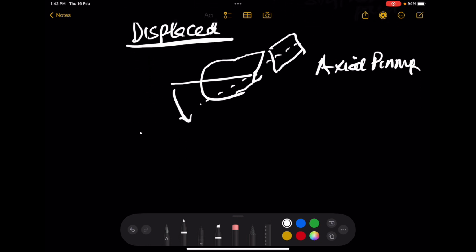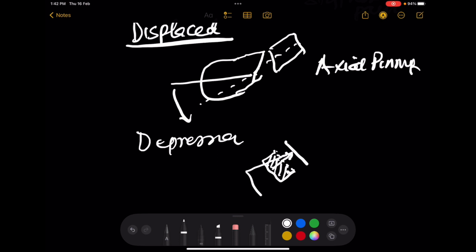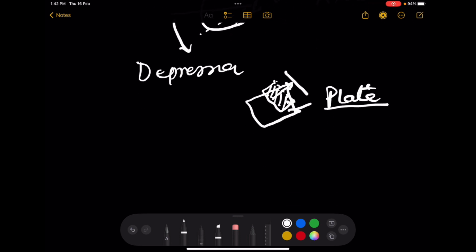The depression is that you approach below the, supposing this is depressed up to this level, you approach below this, elevate it, and the gap is filled by a bone graft and retained by a plate. In this depression, you have to maintain the correction. You can maintain the correction by plating.